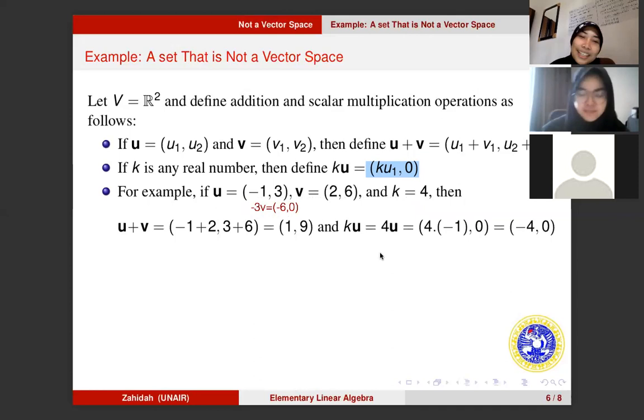Okay. Can you guess, this set with these two operations, is this a vector space or not? Yes. Yes. Are you sure? So you have to show that this operation satisfies all 10 axioms. But like I said before, this example is a set that is not a vector space. It means at least one of the axioms fails to hold.